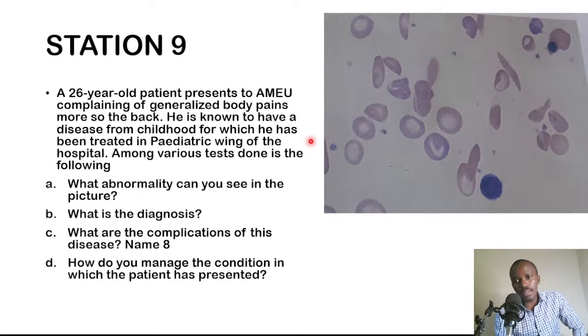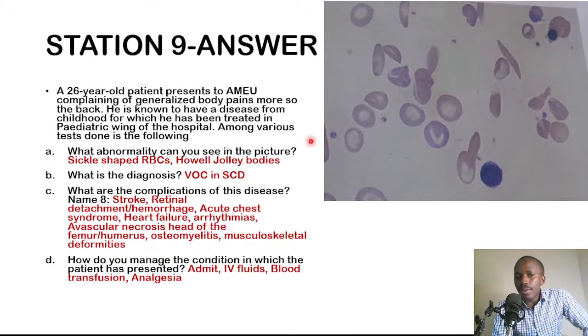So those are Howell-Jolly bodies. You can see them also in this condition, which happens to be sickle cell. So what are we going to see? We're going to be seeing sickle-shaped red blood cells. We're also going to be seeing some codocytes or target cells. We're also going to be seeing some Howell-Jolly bodies. So because this patient presented to us with pain, they are probably in a vaso-occlusive crisis in sickle cell disease.